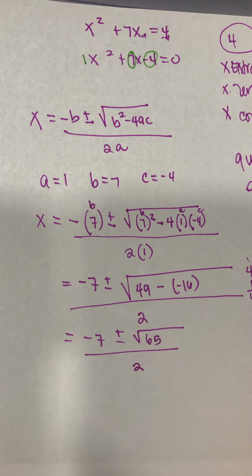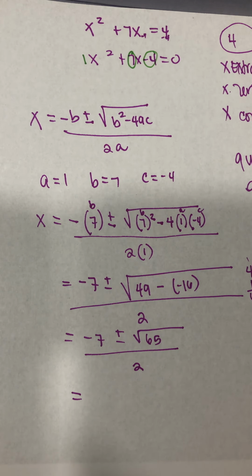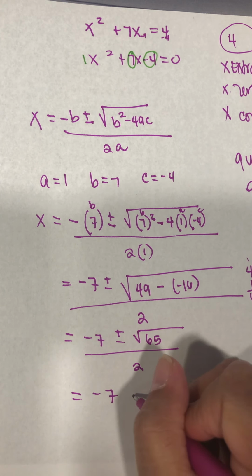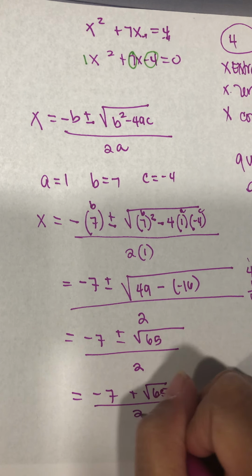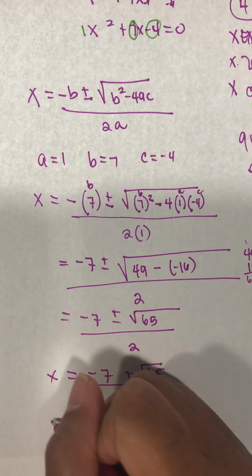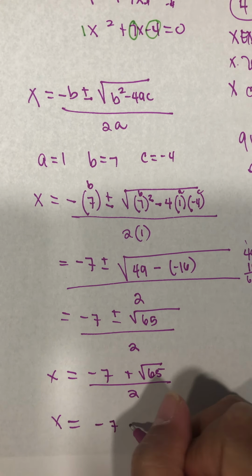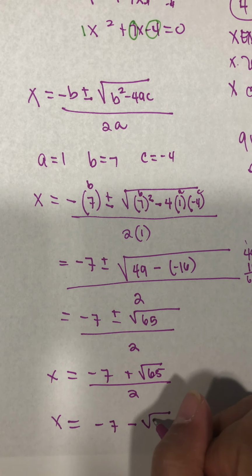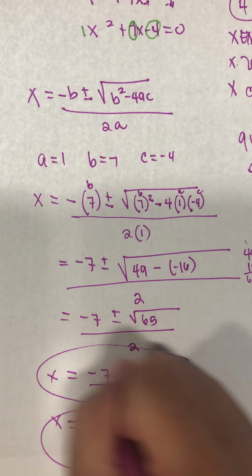Over 2. All right, so now this is equal to, so you have 2 answers here. Negative 7 plus square root of 65 over 2, whatever that is in the calculator. And then the other solution is negative 7 minus square root of 65 over 2. So these are your 2 solutions here.